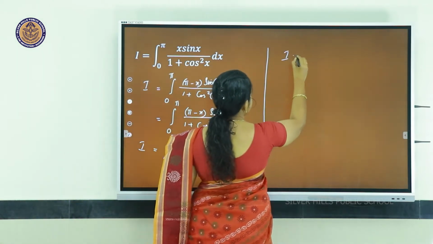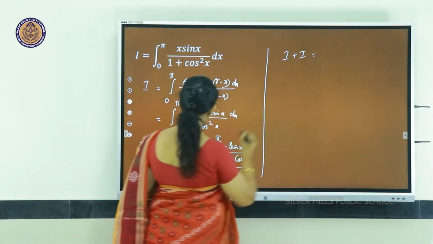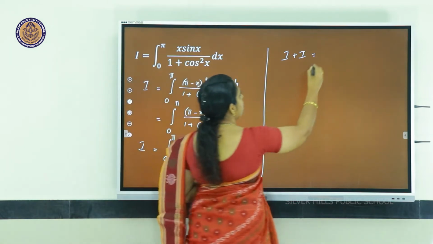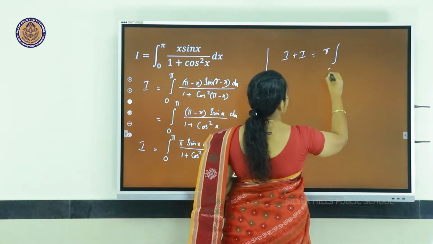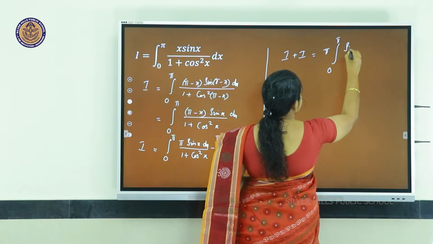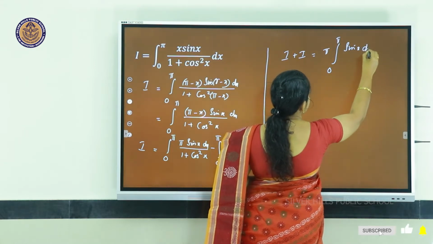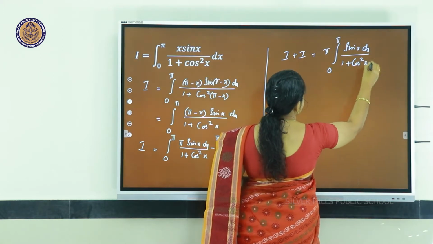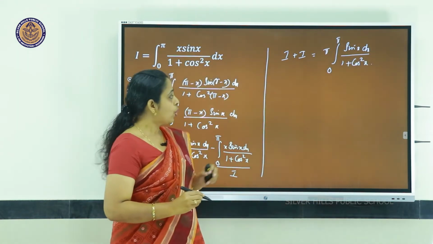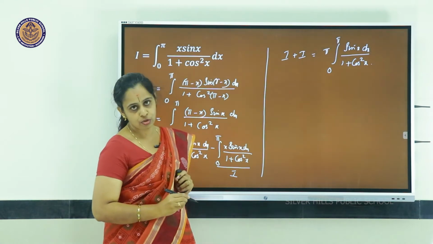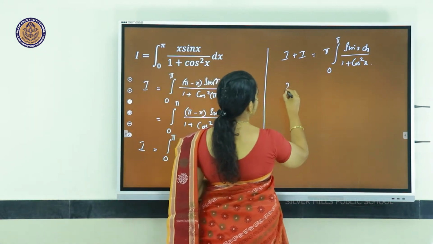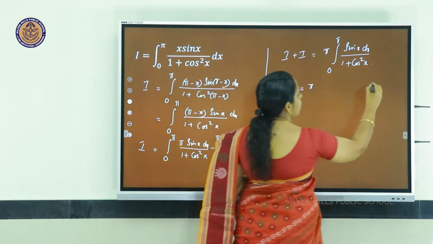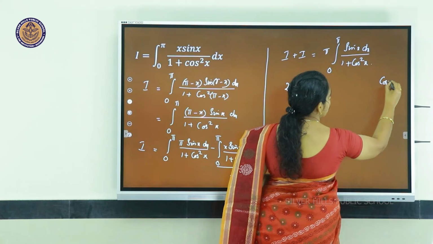I plus I equal to, we can take the constant pi outside, pi into integral 0 to pi sin x dx divided by 1 plus cos square x. Now, let us put there cos x equal to t. So, 2I equal to pi into, cos x equal to t.